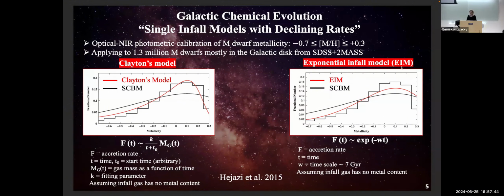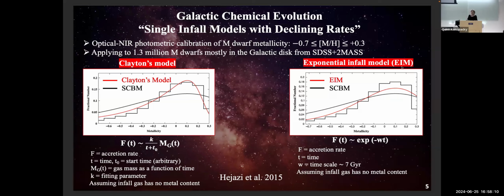This slide shows two different infall models with declining rates, but with a single episode. Both of these models can mitigate the problem and match the observation better than the simple closed box model, where the observation is the metallicity distribution from the photometric calibration.